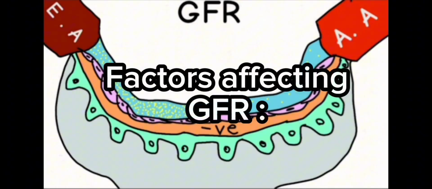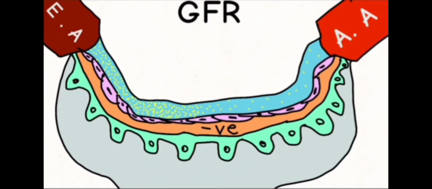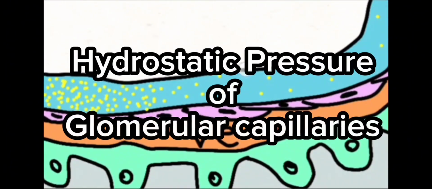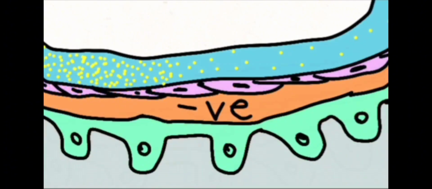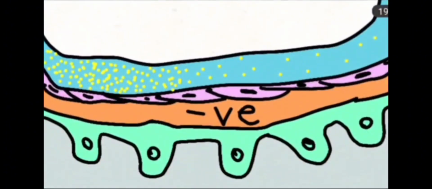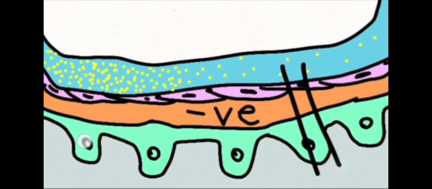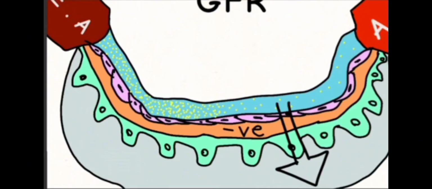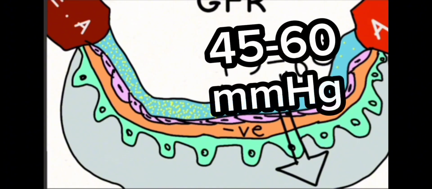Let's jump into the first major factor that affects the glomerular filtration rate: the capillary hydrostatic pressure. This is one of the main driving forces behind filtration. In the glomerular capillaries, the pressure ranges between 45 and 60, which is way higher than the pressure in normal systemic capillaries. Now you might ask, why is it so high? Well, there are two important reasons.